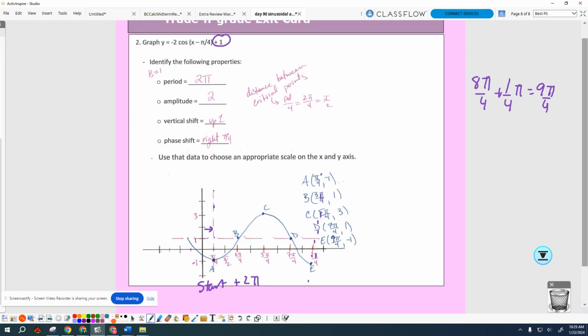Can you tell me, does cosine normally start high, low, or in the middle? It starts with the highest. Normally starts high. Melia, why did we start this one down there? Because it's negative. It's reflected, that negative makes it upside down. So from the middle line that is positive 1, we're going to go down 2 units. So from here, go down 1, 2. That's my first coordinate.